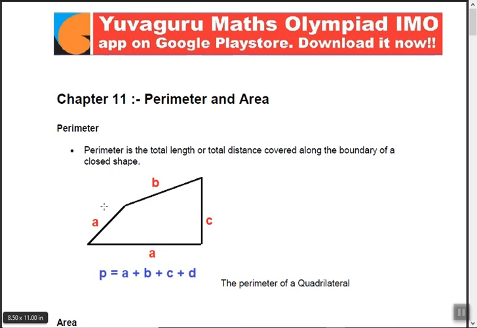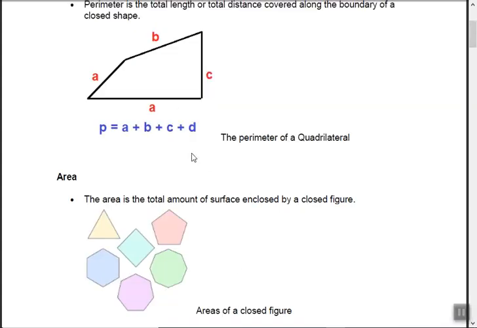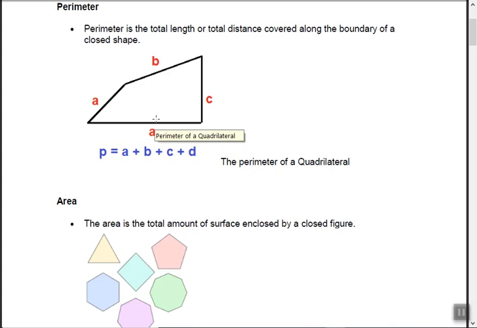So perimeter of this quadrilateral will be A plus B plus C plus D. That's a perimeter, right? Area means what? The area is the total amount of surface enclosed in the given figure. Means this figure enclosed within. Inside is area, outside is perimeter. Simple. One important point for both perimeter and area: it should be a closed curve. An open curve does not have an area or a perimeter because nothing is enclosed in it.